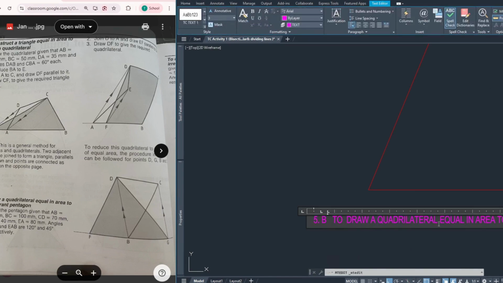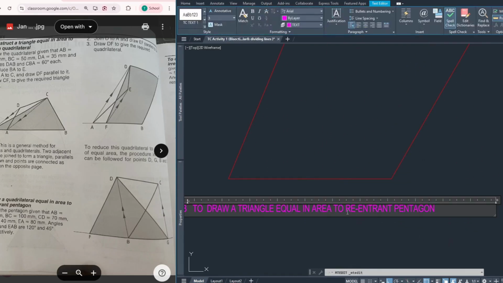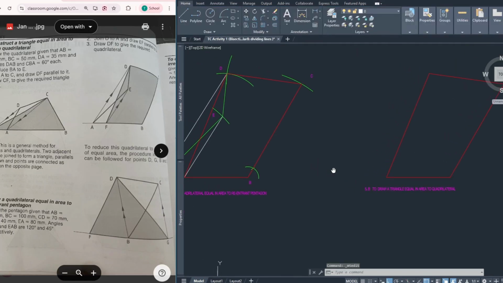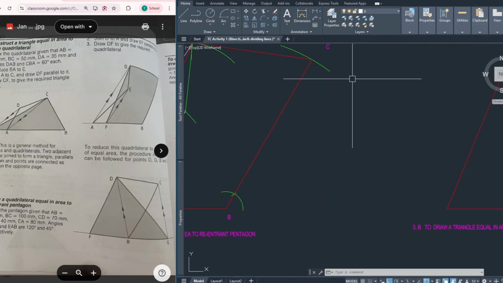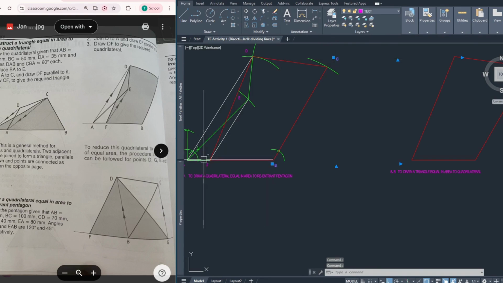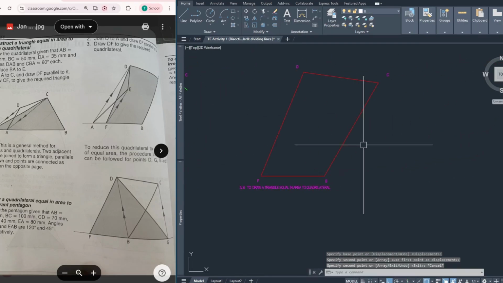So to draw a triangle equal in area to a quadrilateral. All right. So now that we have that, let us just copy the labels and put them back. So the quadrilateral is now F, B, C, and D.